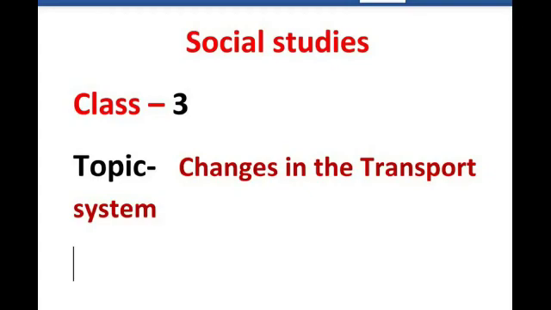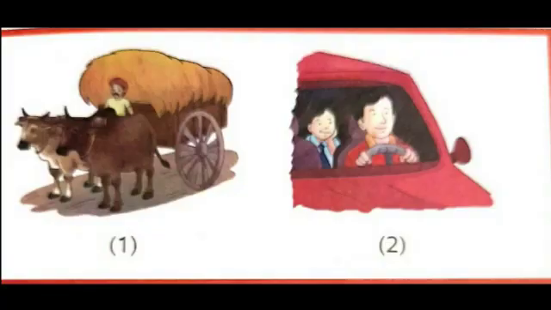Now, today I am going to explain you lesson 3, changes in the transport system. Different places have different types of vehicles. We use vehicles such as cars, buses, trucks, and motorbikes in towns and cities. In villages, people mostly use cycle rickshaws and bullock carts.